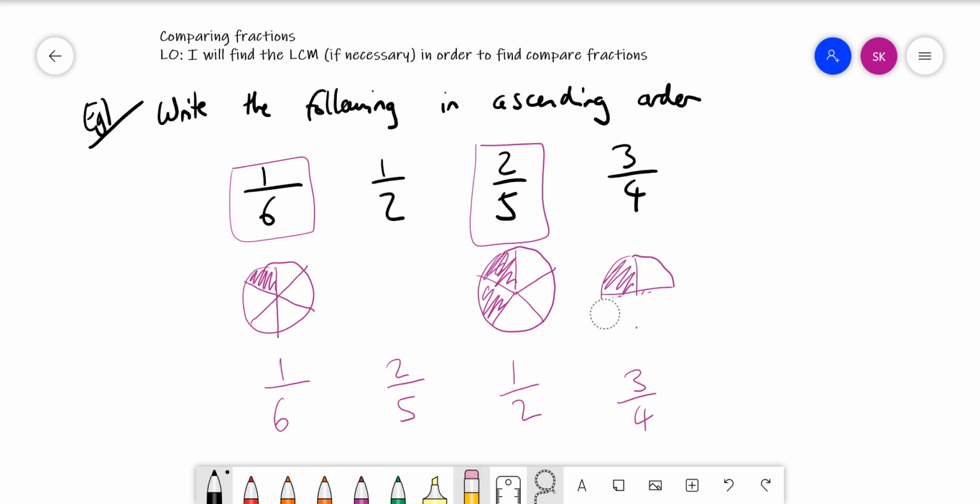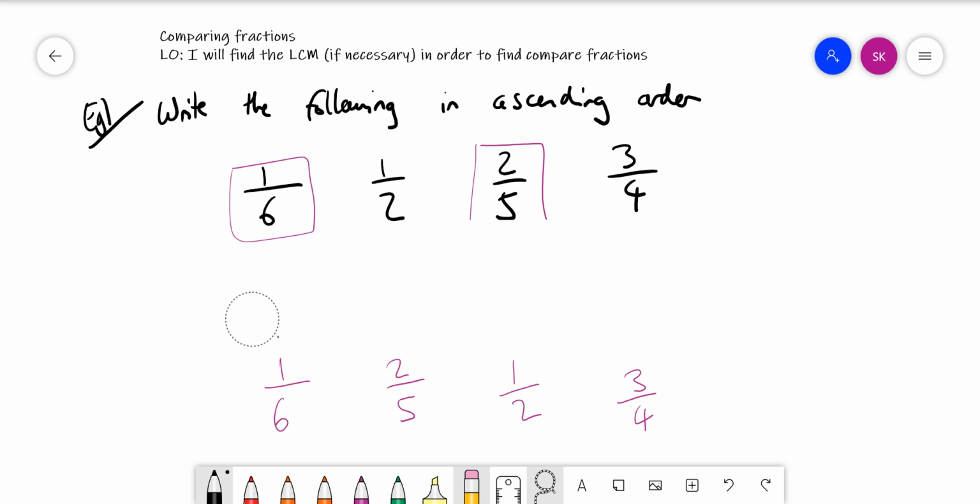So we don't even really need to do a method for that. We can just think about how big these fractions are compared to each other and compared to a half and figure it out from there. This is a situation when finding the LCM would not be necessary, in my opinion. I would hope that you could just do these fractions, put them in order in your head. And remember, ascending means smallest to biggest.